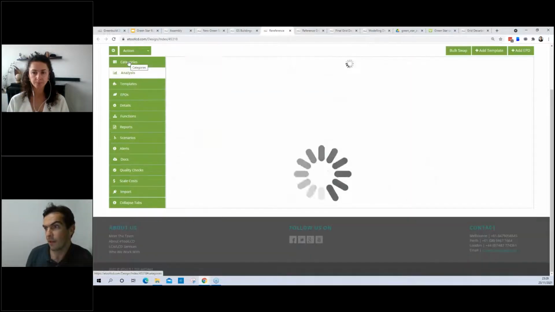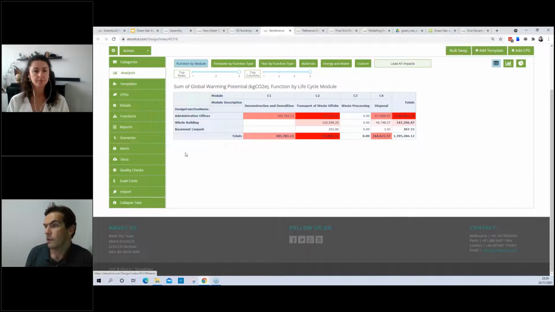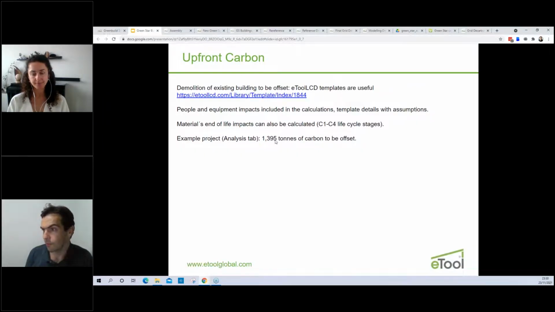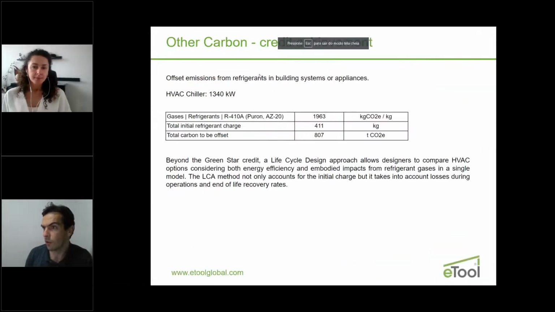and navigate to the analysis tab. So this is an example. If we had that building, a similar type of building, demolished, this would be the biggest impacts, and this would be the amount of carbon you would need to offset. So 1,395 tons. So this would comply with that demolition offset requirement, which I have highlighted here. So moving on, because we do have a lot to go through.